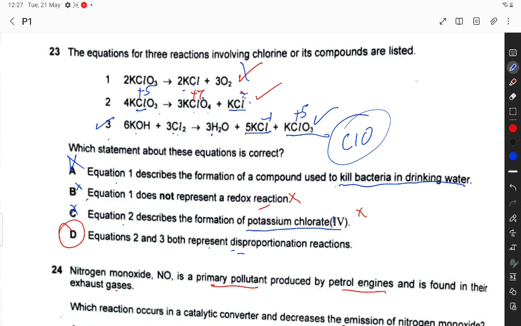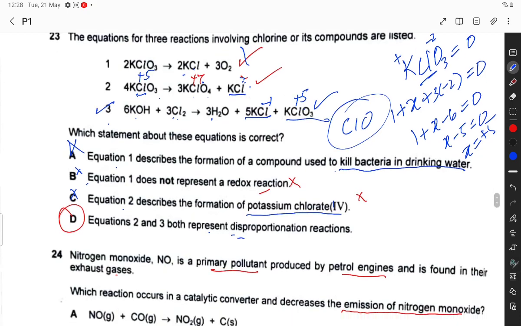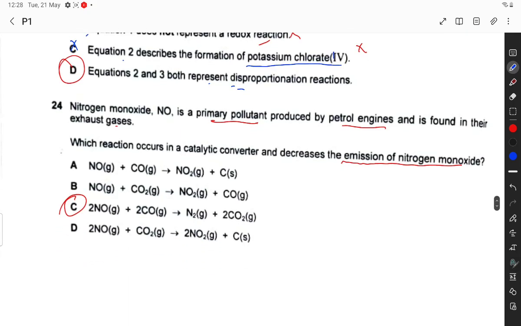So you know how to calculate the oxidation state of the underlined element. For example, this is equal to 0, potassium carrying 1 plus x plus 3 times minus 2 is equal to 0, 1 plus x minus 6 is equal to 0, x minus 5 is equal to 0, x is equal to plus 5. So that's how to calculate the oxidation number. So this is -1, it is carrying +5. So D option is correct.